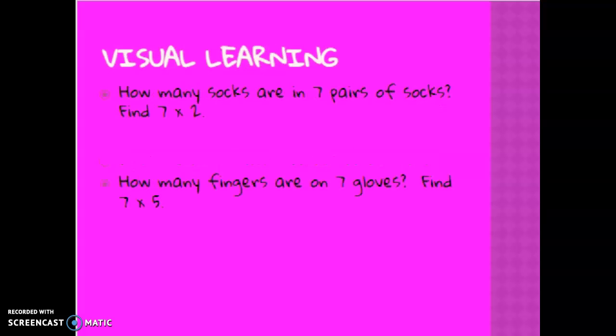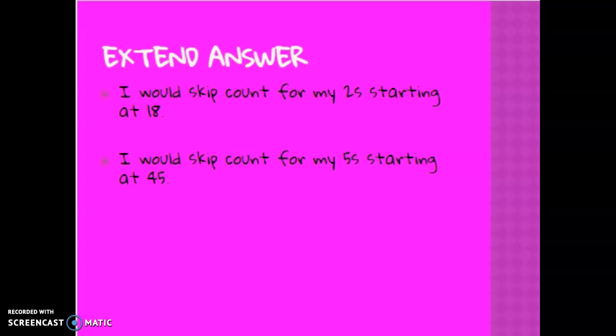So again, you would skip count from 2's starting at 18 because that's where our table ended on 2 times 9. And then on the next one, you're going to start at 45 because that's where our table ended at 9 times 5.